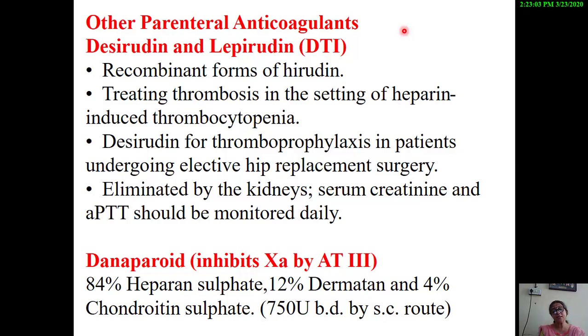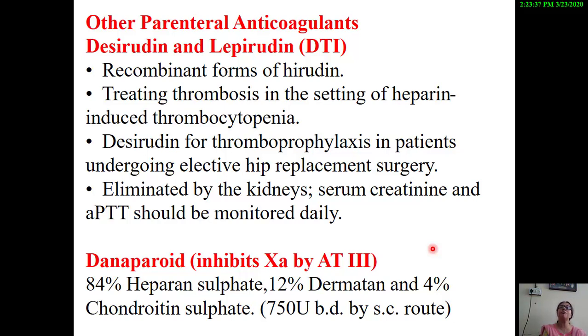And there is another synthetic compound by the name of danaparoid, which is a factor 10A inhibitor, and the mechanism of action of danaparoid is similar to the mechanism of action of heparin. And if you remember the mechanism of action of heparin, heparin is an indirect thrombin inhibitor. Similarly, danaparoid is also an indirect factor 10A inhibitor. It is an indirect parenteral factor 10A inhibitor which potentiates the action of antithrombin 3. However, danaparoid is not a very popular anticoagulant.